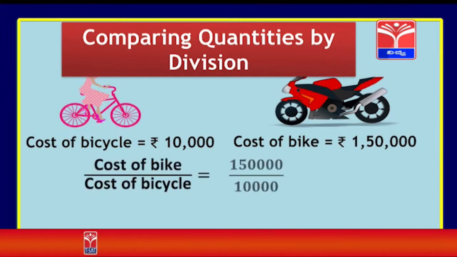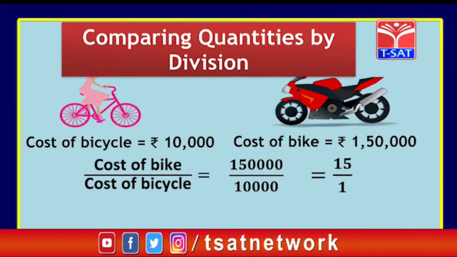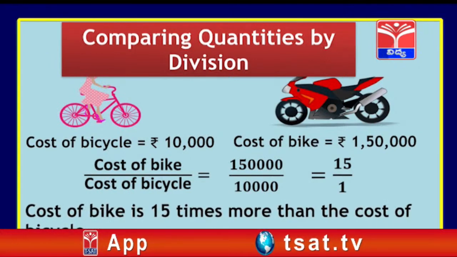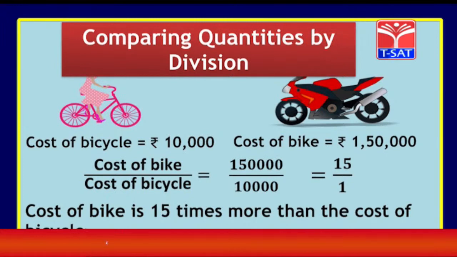Now children, I'll just find the cost of the bike divided by the cost of the bicycle. That means 1,50,000 divided by 10,000. On cancelling these two terms, what do you get? Yes, I get 15 by 1. By cancelling with the common factor, we get 15 by 1. That means I can say that the cost of the bike is 15 times the cost of the bicycle.